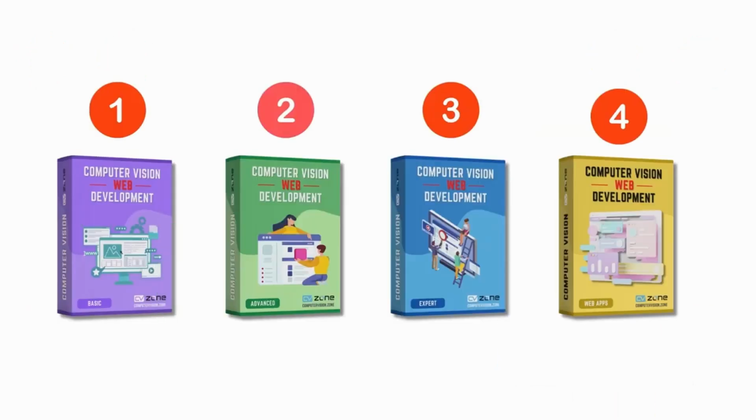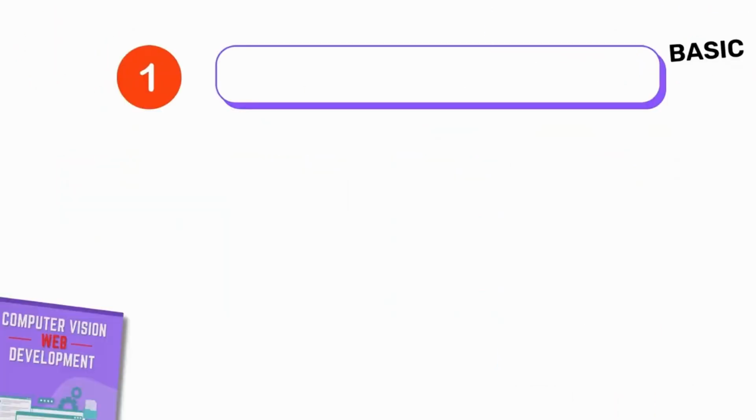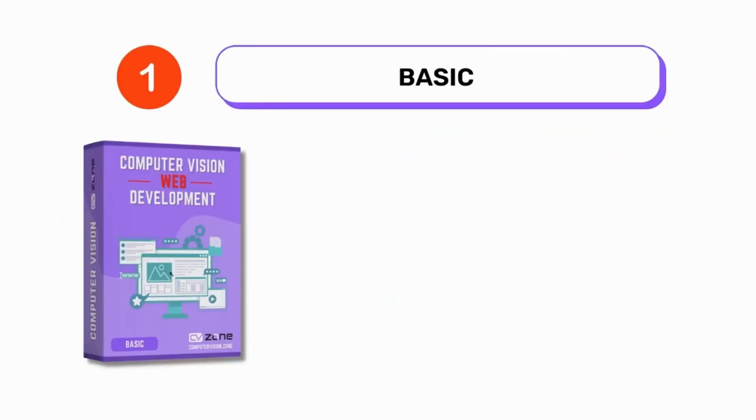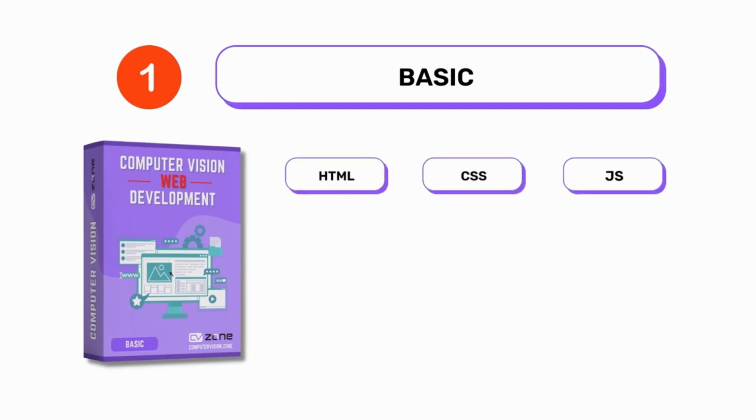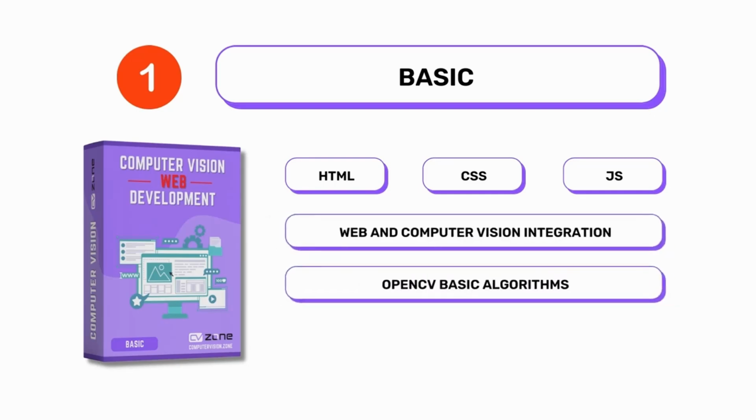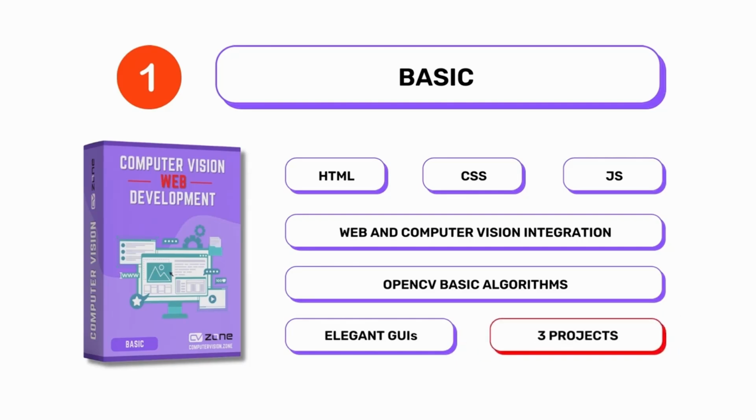So what is included in this course? We have split this course into 4 parts. In the first part, Computer Vision Web Basics, you will learn the basics of web development including HTML, CSS, and JavaScript. We will go through the integration of computer vision and web development along with the OpenCV basic algorithms. We will also look into creating elegant graphical interfaces for your web apps. This part will include 3 projects.